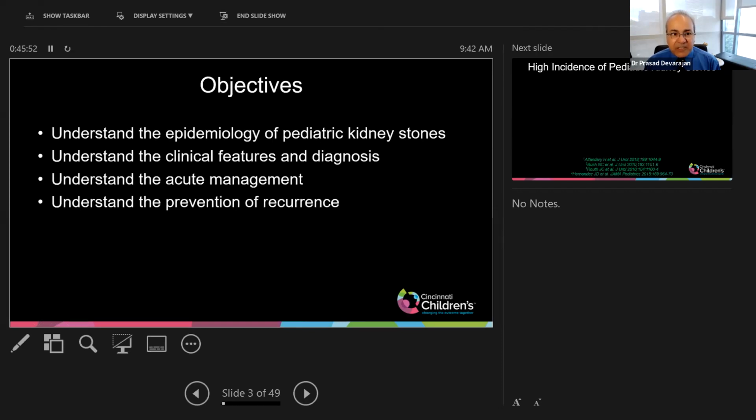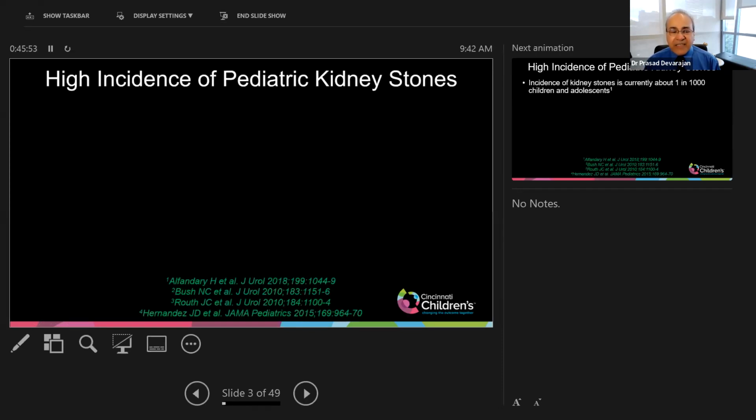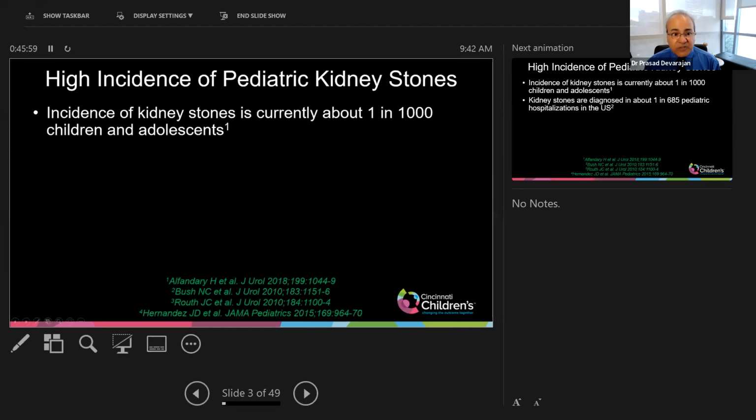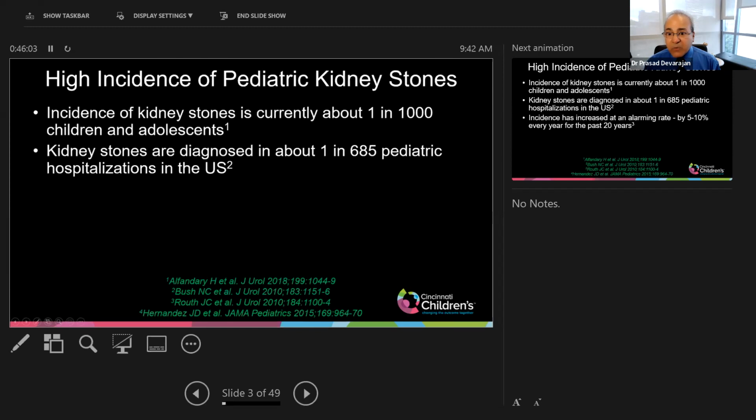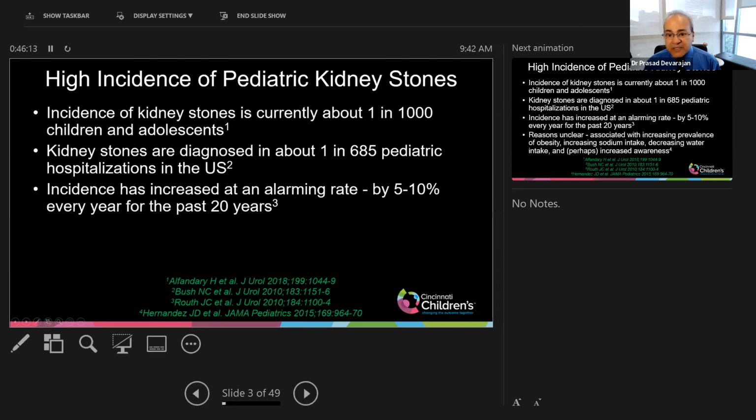So we'll start really with the fact that the incidence of pediatric kidney stones is very, very high. It's about 1 in 1,000 children and adolescents. Kidney stones are diagnosed in about 1 out of 685 pediatric hospitalizations. So you can imagine how common it is. And the incidence has increased at an alarming rate by about 5 to 10% every year for the past 20 years or so. And the reasons are really unclear.